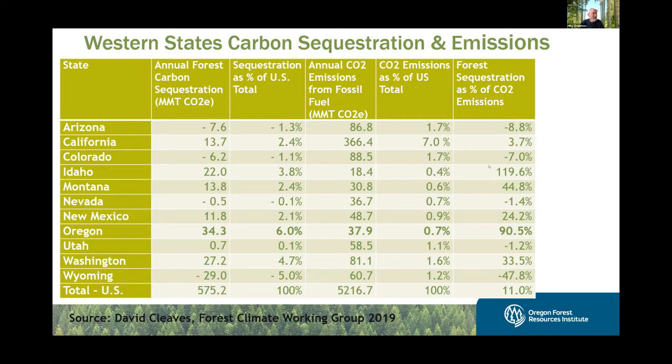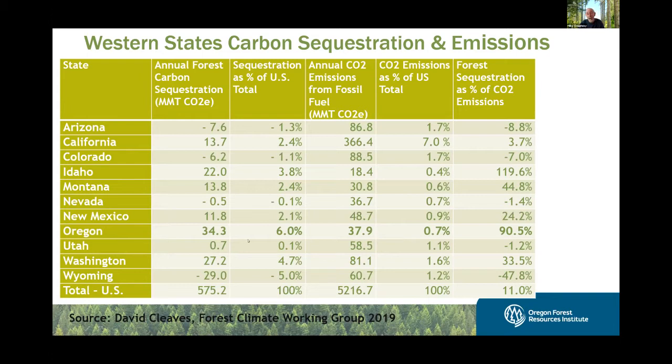So the final column, this is my favorite because it looks at how we compare the amount of sequestration to the amount of emissions. If we're going to get balanced, right, we're going to have to be sequestering as much carbon as we emit. And so we're going at this two different ways. One is they're trying to emit less. Second, we're trying to sequester more.